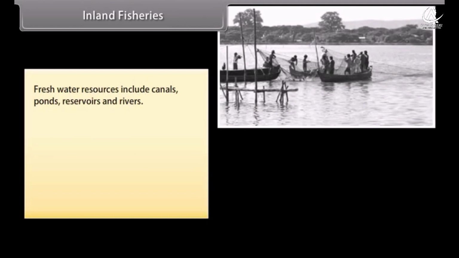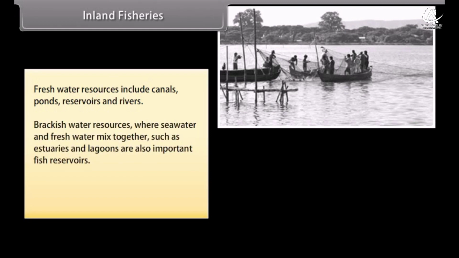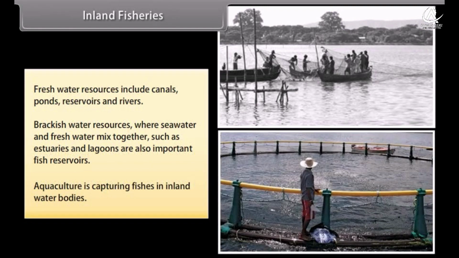Inland fisheries. Fresh water resources include canals, ponds, reservoirs, and rivers. Brackish water resources where seawater and fresh water mix together, such as estuaries and lagoons, are also important fish reservoirs. Aquaculture is capturing fishes in inland water bodies.